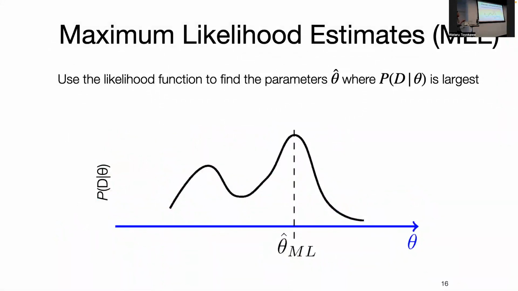This leads us to maximum likelihood estimation, which is the simplest way to fit parameters in a model. We want to use the likelihood function we just showed you to find the parameters, where I added this little hat on theta, which represents the value of the parameters that gives us the highest likelihood for the data, right? We want to maximize the likelihood.